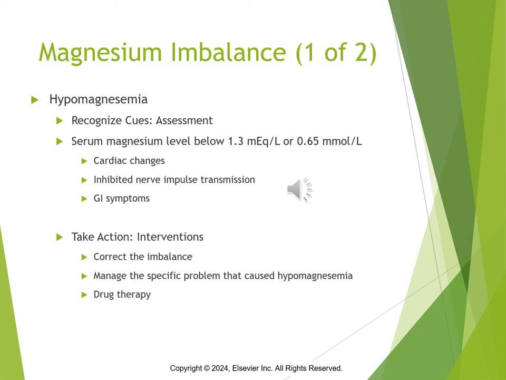Hyperactive deep tendon reflexes, numbness, tingling, and muscle cramps. They may experience positive Chvostek and Trousseau signs. Again, this is because hypomagnesemia and hypocalcemia tend to occur together. They may have tetany and seizures as the hypomagnesemia worsens.